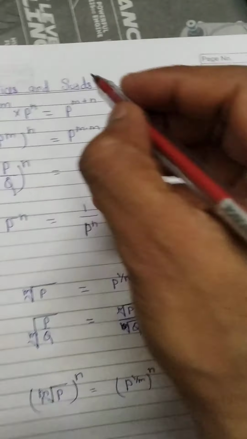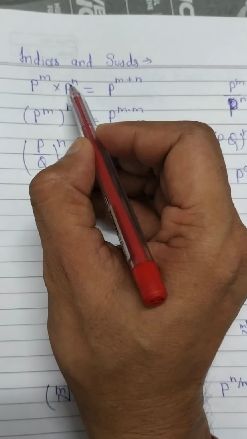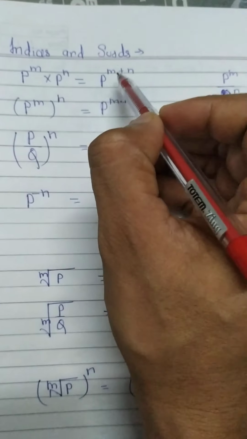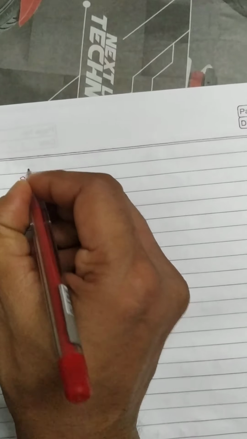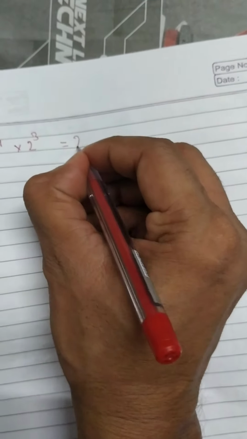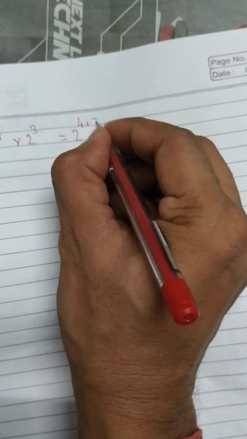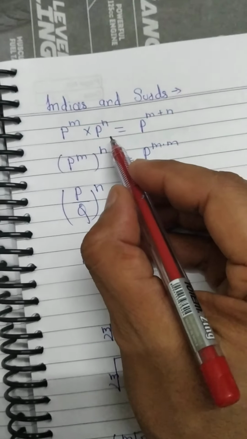And some indices, and this is how to calculate. Just know that if they are given p to the power m, into p to the power n, it means p to the power m plus n. Suppose they are given 2 to the power 4 multiplied by 2 to the power 3, the formula is 2 to the power 4 plus 3, which means 2 to the power 7. This is your formula.